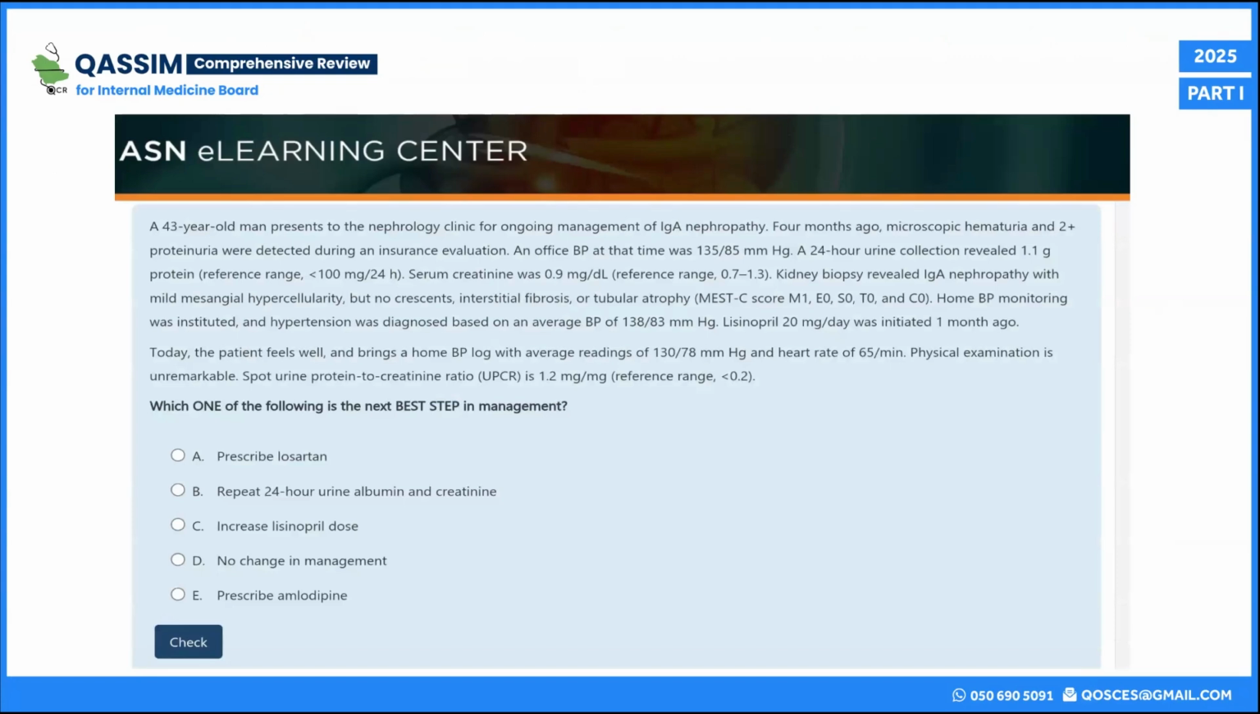Okay, this is a 43-year-old man. The question is, which of the following is the next best step in management? He is 43 years old, presenting to the nephrology clinic for ongoing management of IgA nephropathy. Again, IgA nephropathy. Four months ago, microscopic hematuria and proteinuria were detected during an insurance evaluation. Blood pressure 135 over 85, 24-hour urine protein is 1.1 gram. Serum creatinine 0.9. Kidney biopsy demonstrated IgA nephropathy.